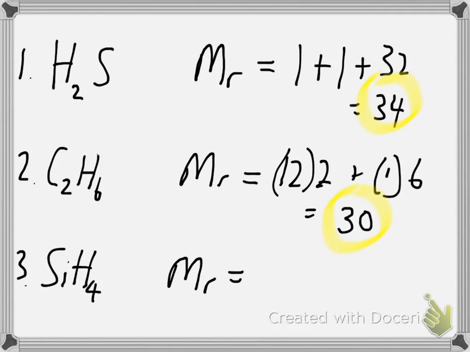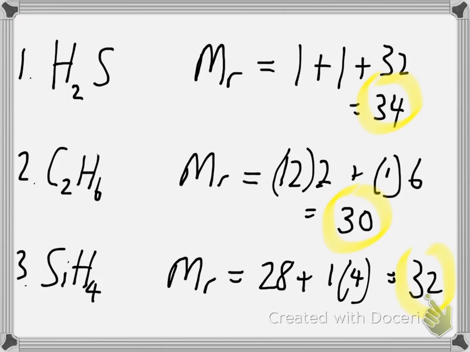And the third one, if we look back at silicon, silicon is 28 and hydrogen is 1. So here what we've got is a 28 and 4 1s. 28 plus 4 is equal to 32. And so again, all these substances are fairly similar masses, just simply adding together the ARs of the individual atoms.